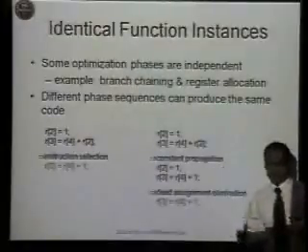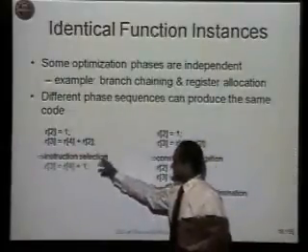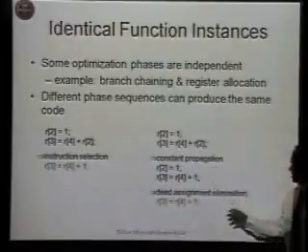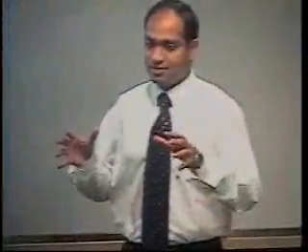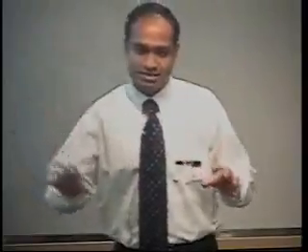It is also possible that two different sequences or orderings of different optimization phases can still produce the same code. For example, as you can see here, the code that is produced after instruction selection is the same as the code produced after constant propagation followed by dead assignment elimination. So if we found such instances where different orderings are producing the same code, then we only need to keep one function instance and remove all the others.